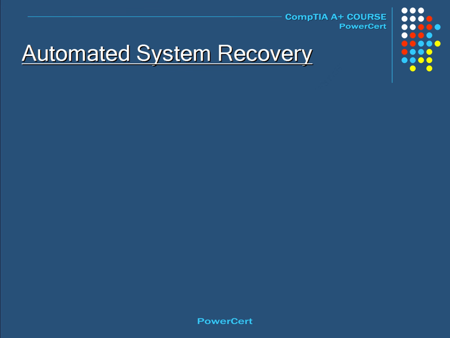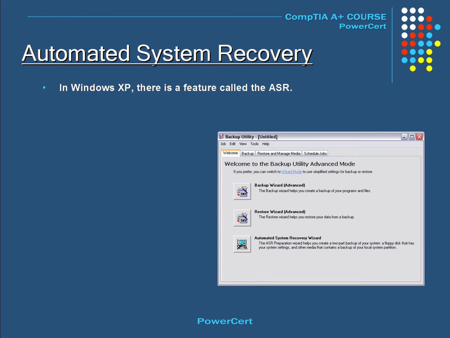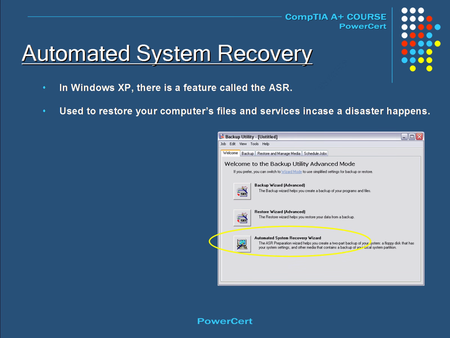In Windows XP, there is a feature called the Automated System Recovery, and this is used to restore your computer's files and services in case a disaster happens. The ASR is a 2-step process. The first step is the backup, and the second step is the restore.